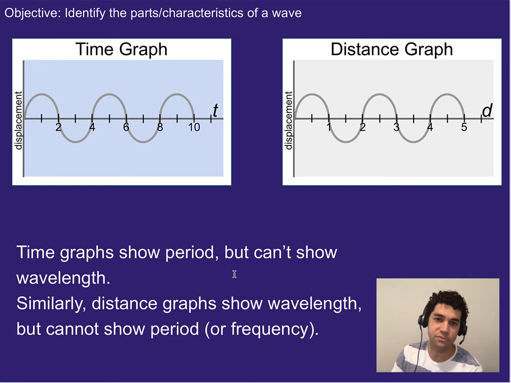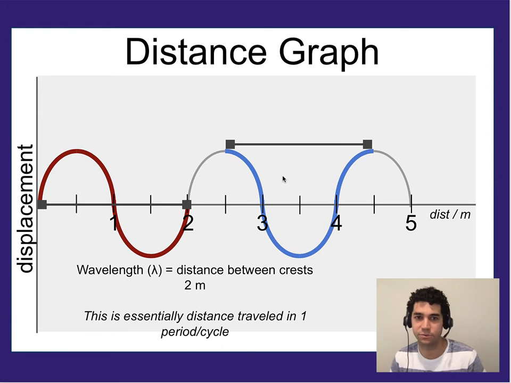All right, so time graphs can show period, but can't show the length of a wave. So you think about in the physical real world, there's usually a distance separating one crest to another crest, not just time, but a physical length. So that's what we use distance graphs for. But similarly, distance graphs can show us that length between the crests, but it can't show us the time it took, or therefore the frequency or period. So let's talk about distance graphs real fast.